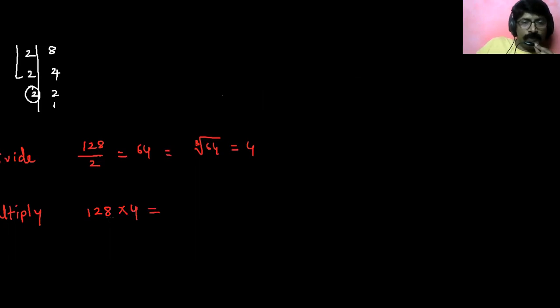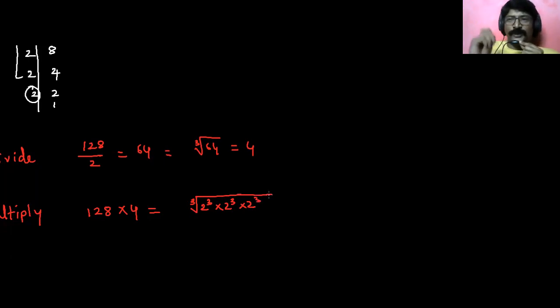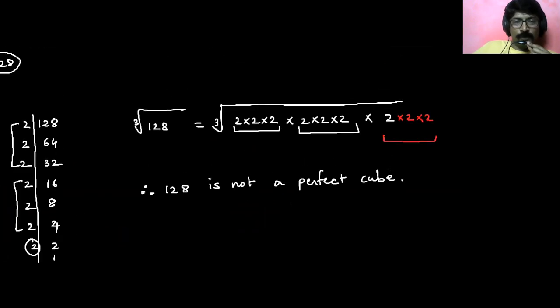So 128 into 4, if we do it, it will become cube root of, now listen very carefully, 2 cube into 2 cube into 2 cube. I'm purposely writing like this so that you'll understand the next concept. I'm linking my next concept with this example. Okay, I hope you've understood this concept. Why I wrote 2 cube, isn't it? This is 2 cube and this is 2 cube, isn't it?